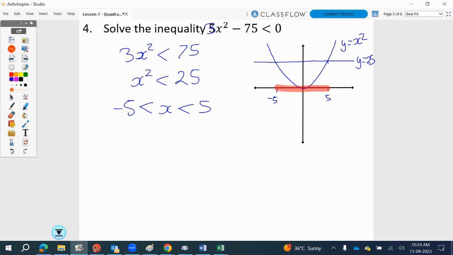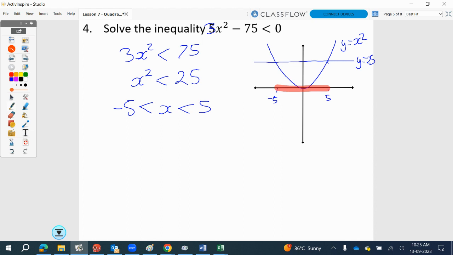I shall pause there for a minute. When we multiply or divide by a negative, or when x is on the right hand side and we want it to be on the left hand side, we just rotate the whole thing.